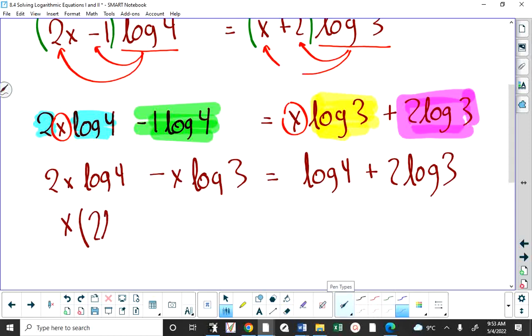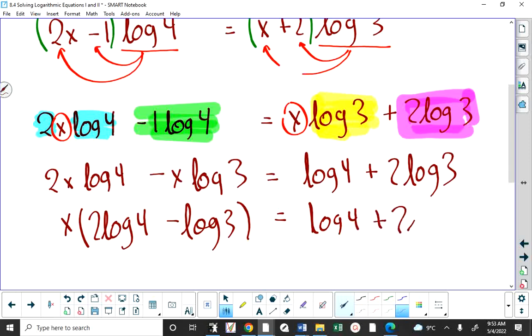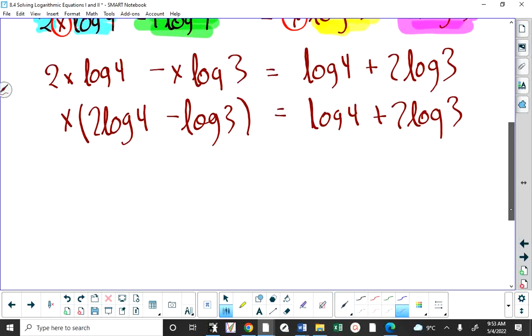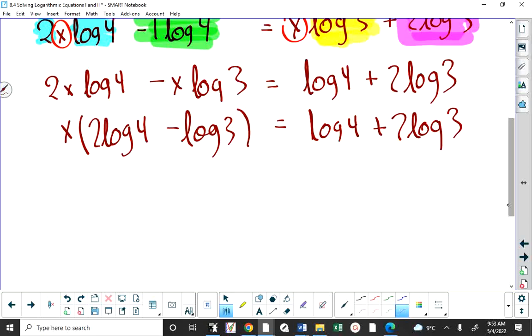And we have left 2 log 4 minus log 3. And that 2 log 4 minus log 3, everybody, is kind of analogous to the 12 minus the 7 in my example. Equals log 4 plus 2 log 3. And again, this thing in brackets, 2 log 4 minus log 3, that's just some number. We don't want to calculate it necessarily right now, or maybe even later. But it is, after all, just a number that x is being multiplied by.